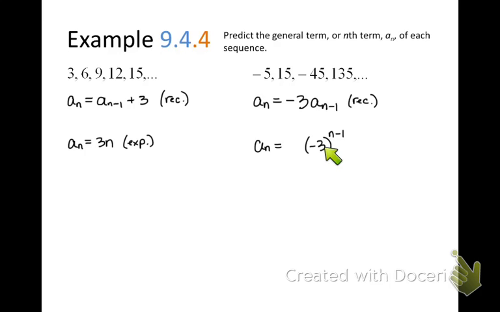If I want the first term to be negative 5, all I have to do is tack on a negative 5. So for a sub 1, it zeroes out my power so that this thing doesn't do anything on the very first term, and then I can say negative 5. When I plug in a sub 2, I have 2 minus 1 is 1, so that's my first multiplication by negative 3. From there on out, as n goes up by 1, so does my power, so every time I bump it up by 1, I'm multiplying by another negative 3. Does everyone follow?